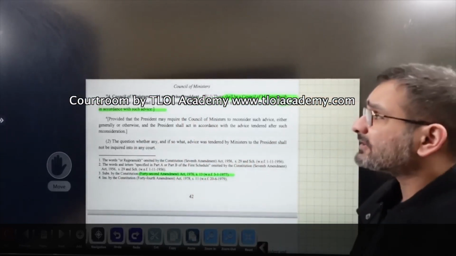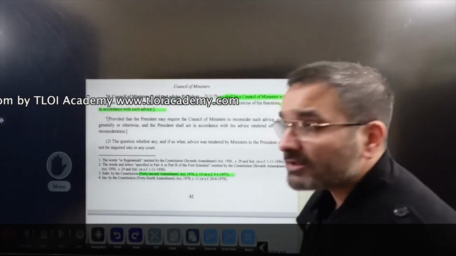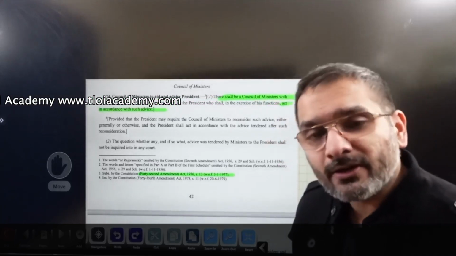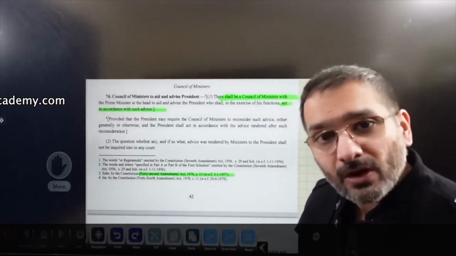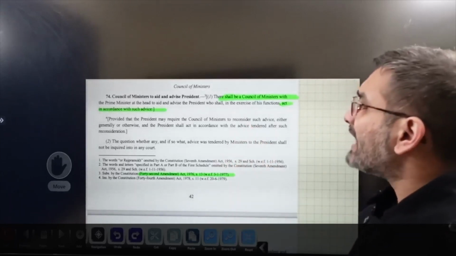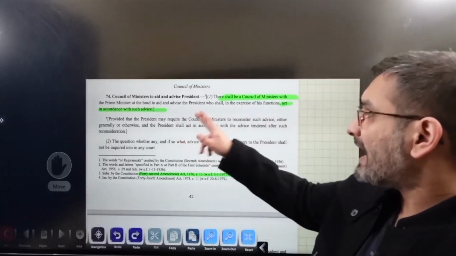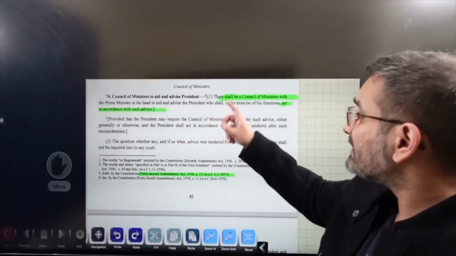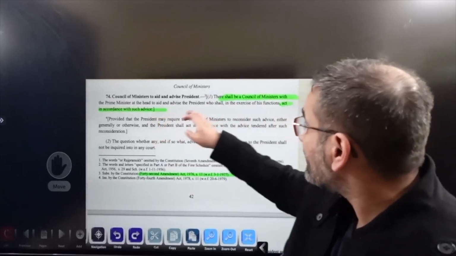Okay, Council of Ministers to aid and advise the President. There shall be a Council of Ministers, a compulsory body; not even the President can dismiss them. It has to be there at all times, alright? And now there is case law coming on this too. Council of Ministers with the Prime Minister at the head to aid and advise the President, who shall, in exercise of his functions, act in accordance with such advice.